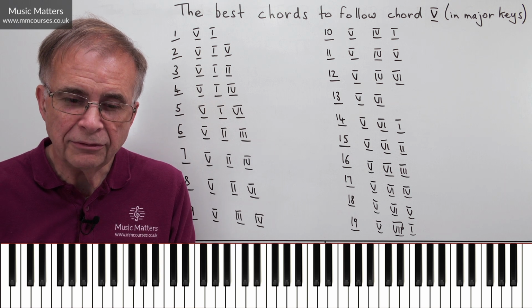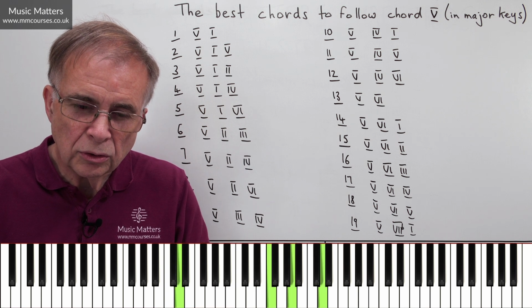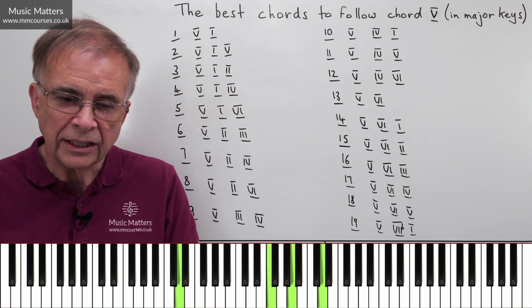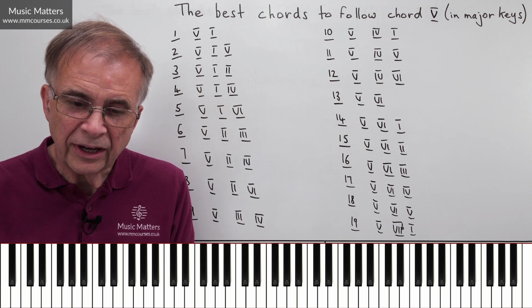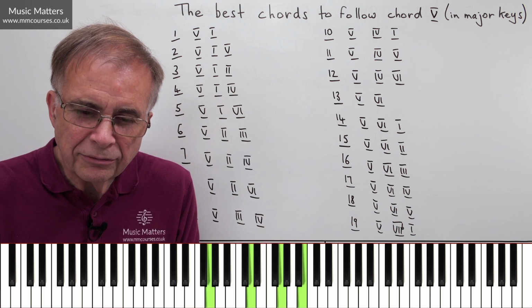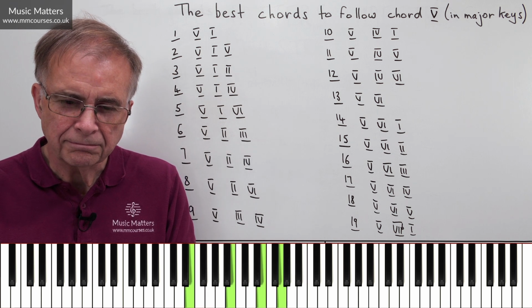Okay, where are we now? Option 15, 5 to 6 to 2. I think that's quite a nice progression as well. Option 16, where we're going from 5 to 6 to 3. 5, 6, 3. Works quite nicely.